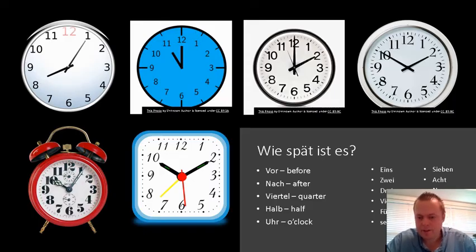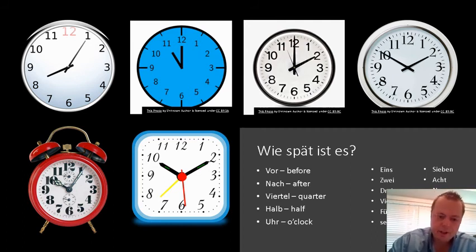All right. So on this one, I'm going to make myself disappear here in a second. But what we're going to do is we're simply going to figure out what time it is. So I'm going to go ahead and review real quick these words. Down here you have vor means before, nach means after, Viertel means quarter, halb means half, ist o'clock.